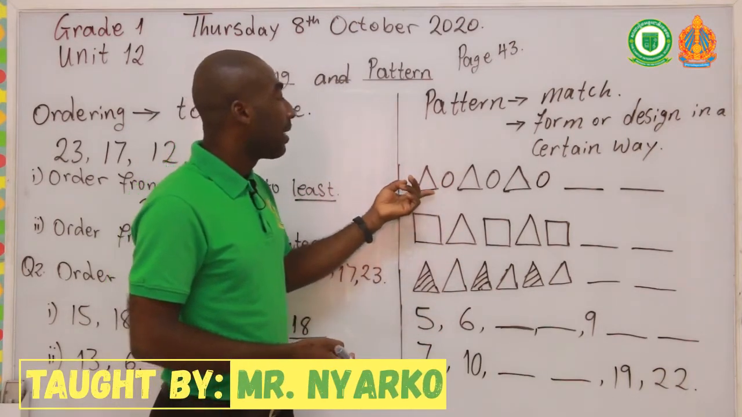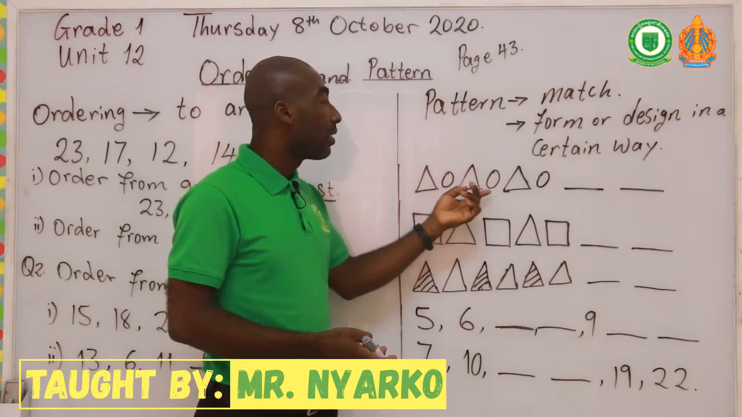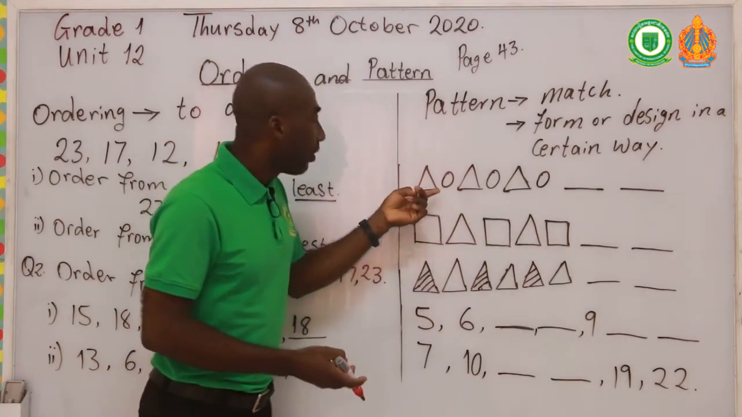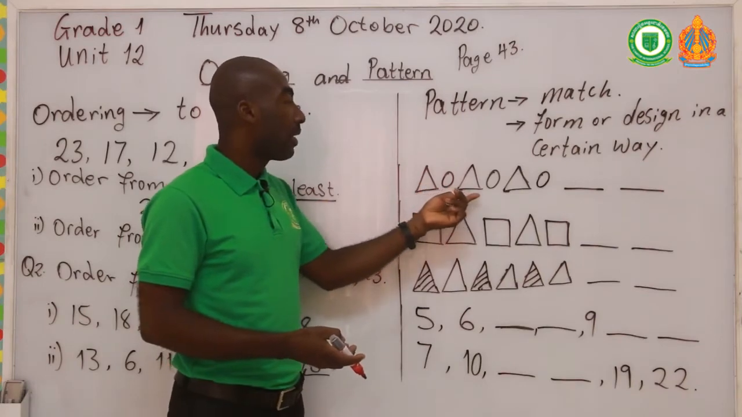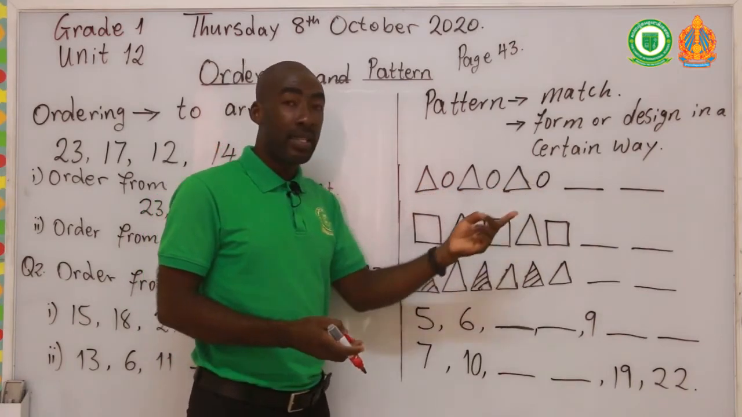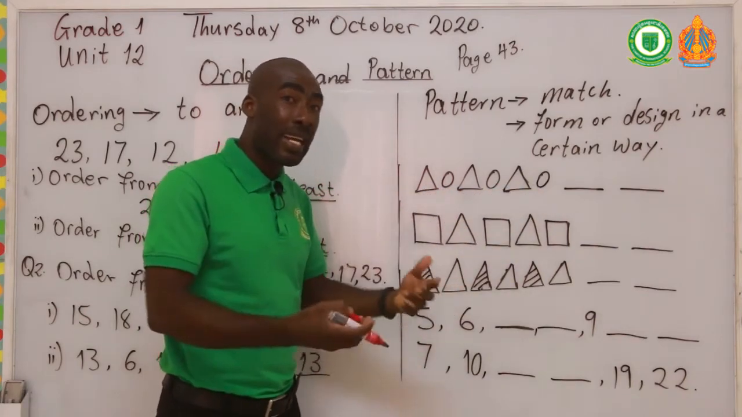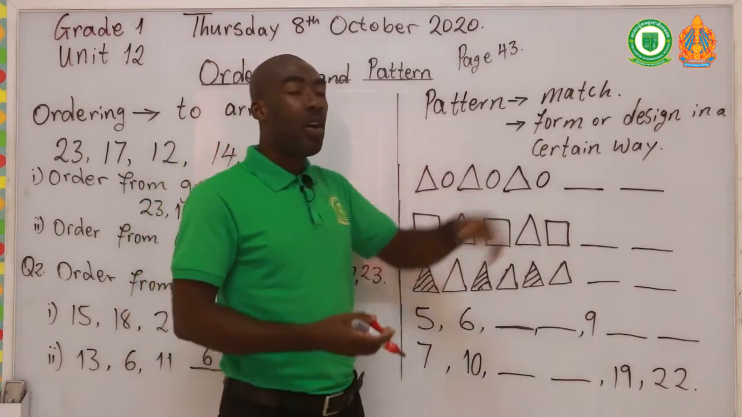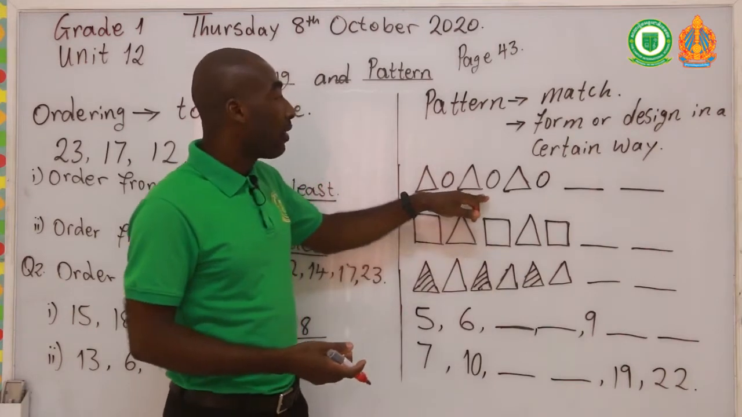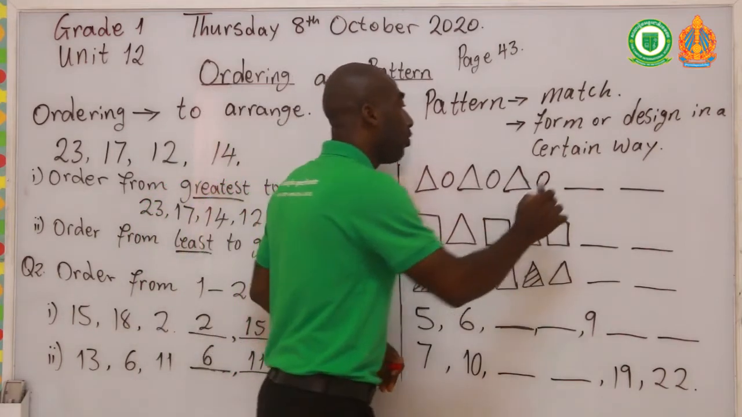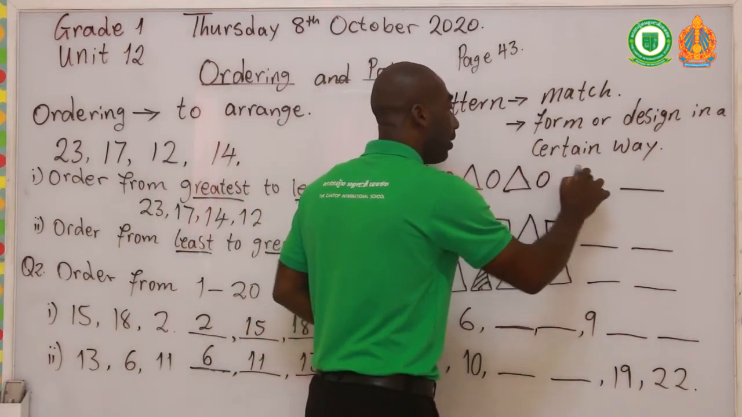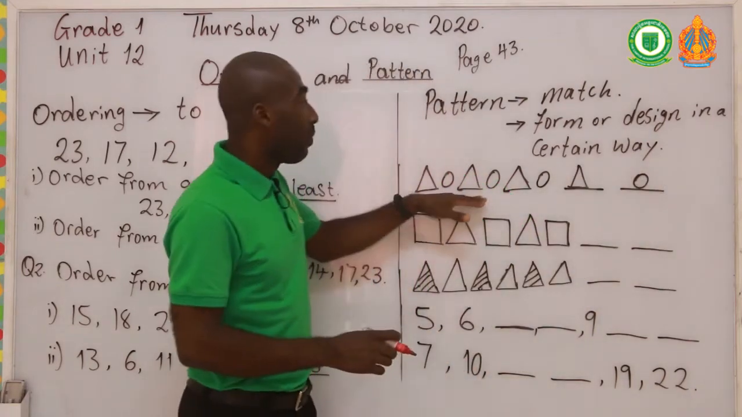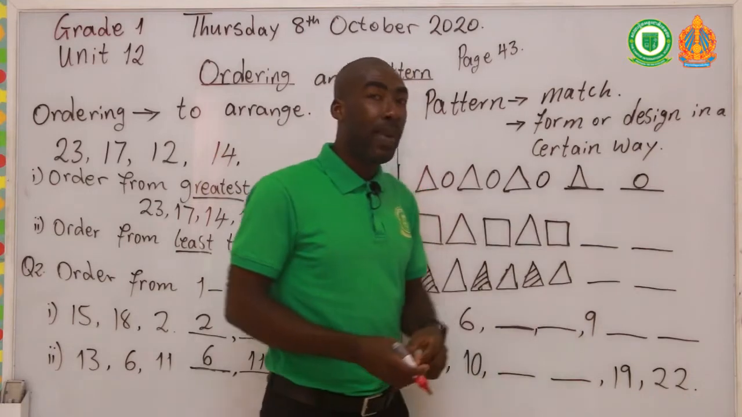So we have a triangle here, we have a circle, triangle, circle, triangle, circle. So the pattern is triangle, circle, triangle, circle, triangle, circle. That is the pattern, that is the match, that is the form, that is the design of this. So if you are to continue this pattern, you also have to make a triangle, and then you make your circle. That means you have completed the pattern.